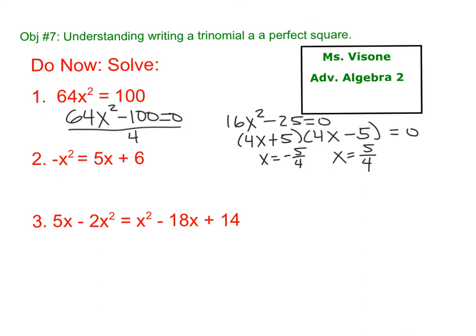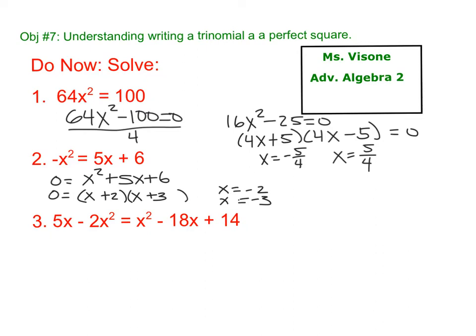The next one, we need 0 on one side again, so I'm going to move the x squared to the other side. X squared plus 5x plus 6. It's a trinomial, nothing in front of x squared. So we're looking for two numbers that multiply to 6 and add to 5. It's plus 2 and plus 3. Set each of those equal to 0, and we get negative 2 and negative 3.